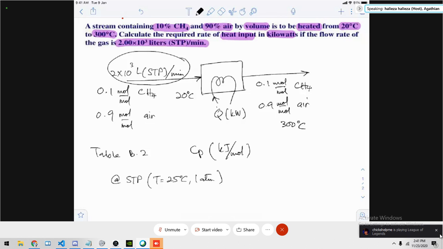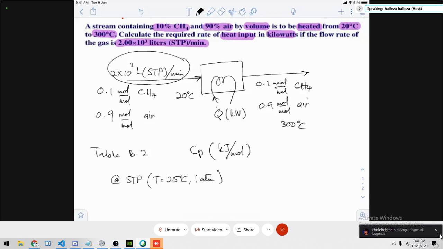So you sure? You sure 25? Check. 273 Kelvin. Yeah, it is true. Standard temperature. What is standard temperature? Are you sure it's 25? Yes, doctor. I think so. Okay, good. I just want to check because I'm not sure myself.